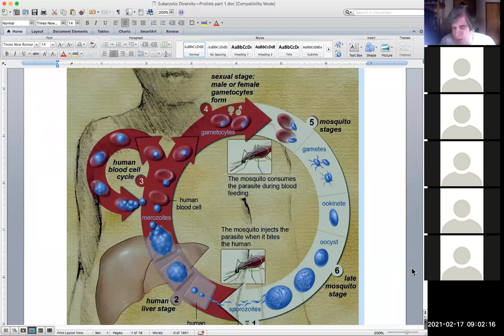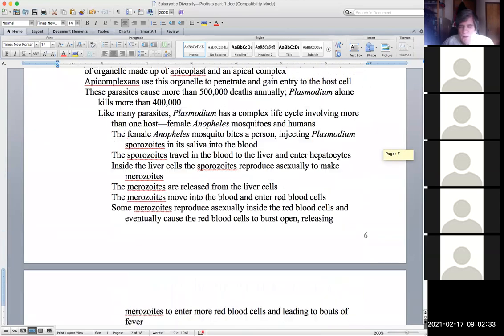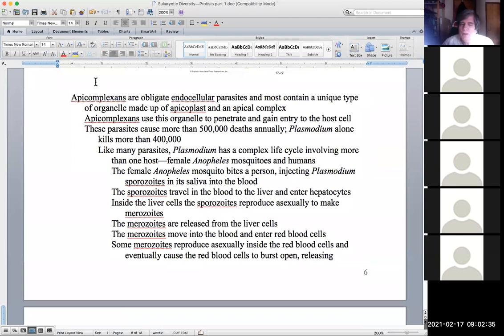The other thing to keep in mind is, as I said, we would be looking at these slides in lab. So it's not quite the same as having you adjust the microscope or anything, but it's as close as we can come under the current circumstances. So the next group we're going to look at is the apicomplexans.